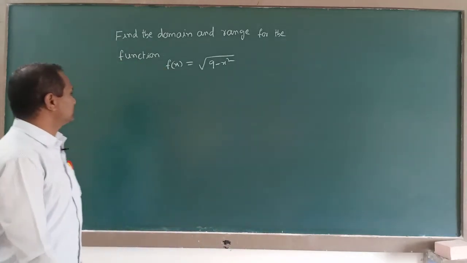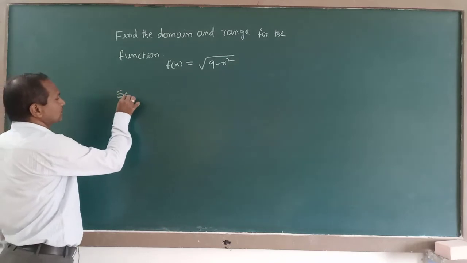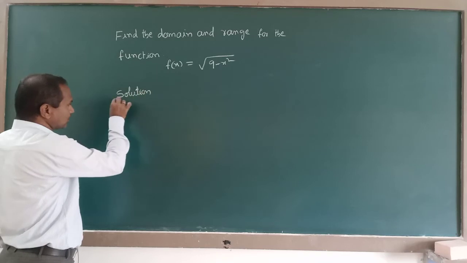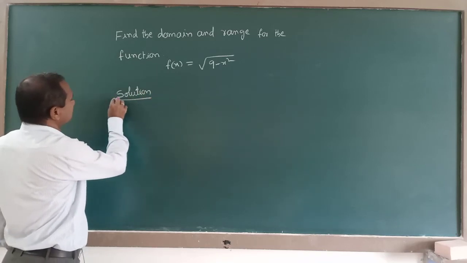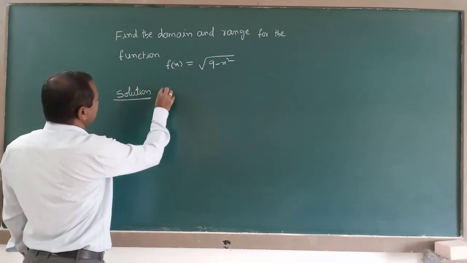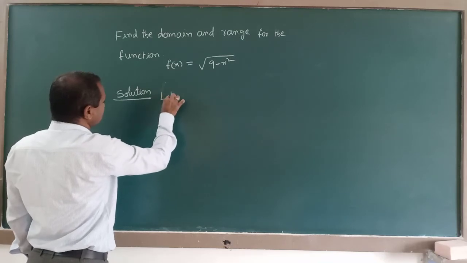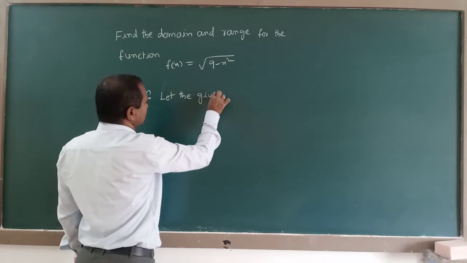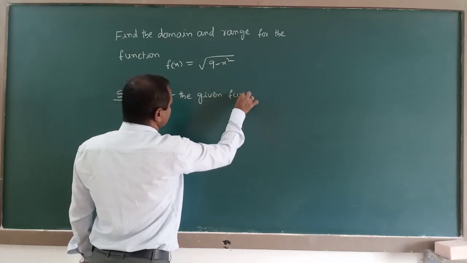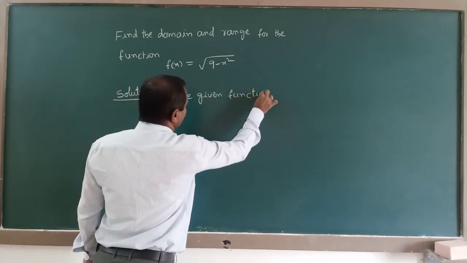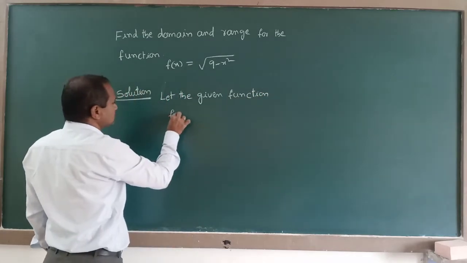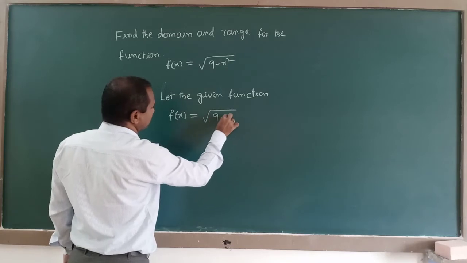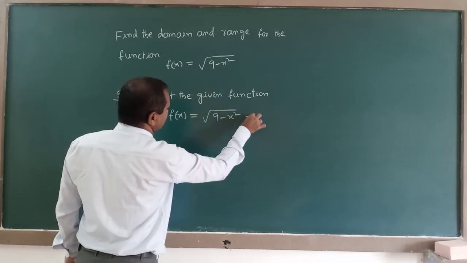Now the solution to this question is: let the given function f of x is equal to square root of 9 minus x square. Equation number 1 here.